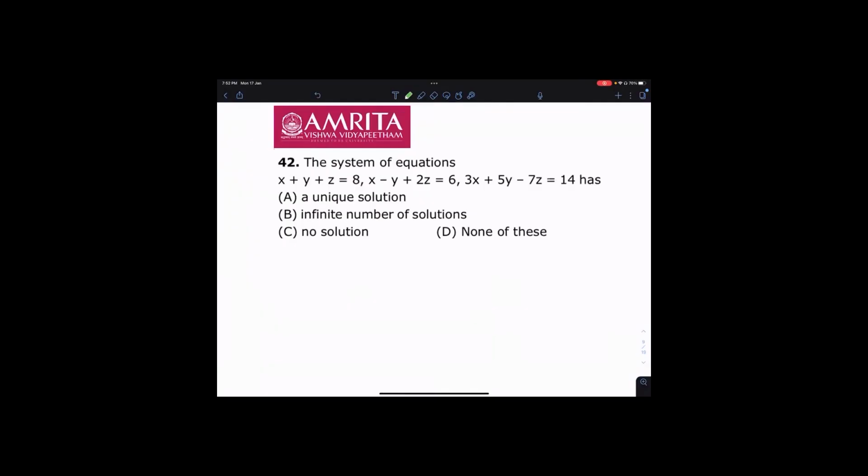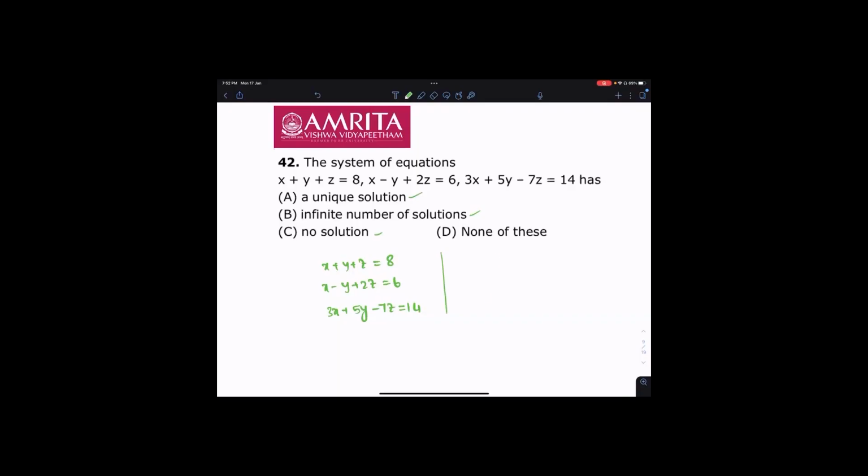Simple. x plus y plus z equals 8, first equation. Next is x minus y plus 2z equals 6. Third equation is 3x plus 5y minus 7z equals 14. Now they are asking unique solution, infinite solution or no solution. We know the answer will be either A, B, or C. There is no other case possible. Don't put none of these.